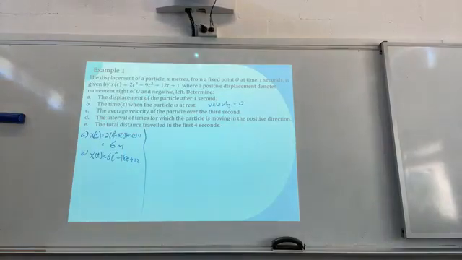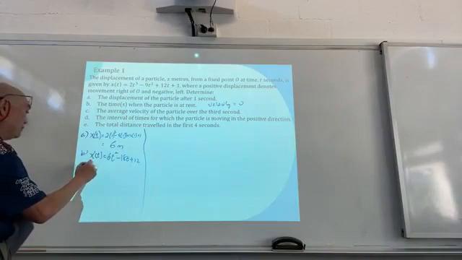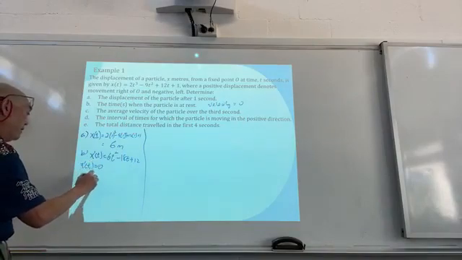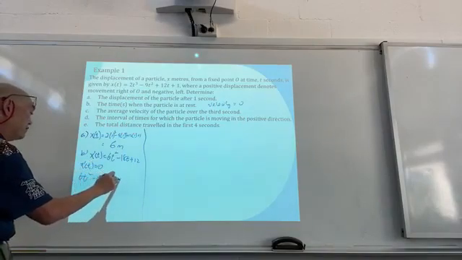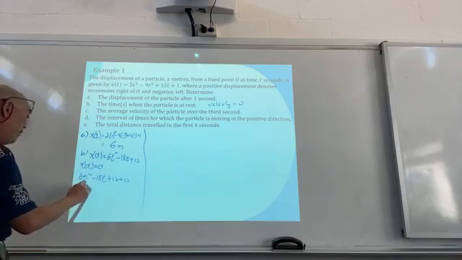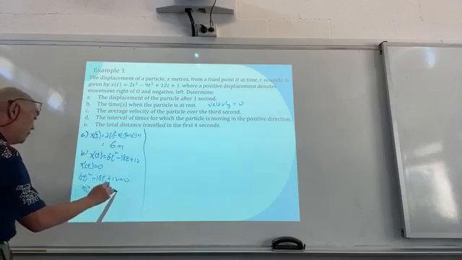The velocity is equal to 0, so this is when it is at rest. So x'(t) equals 0. 6t squared minus 18t plus 12 equals 0. Therefore t squared minus 3t plus 2 equals 0.